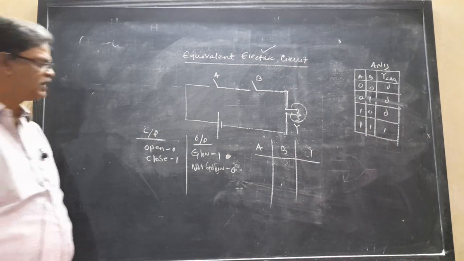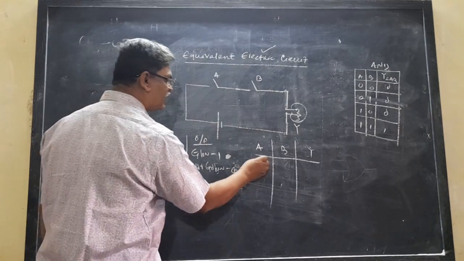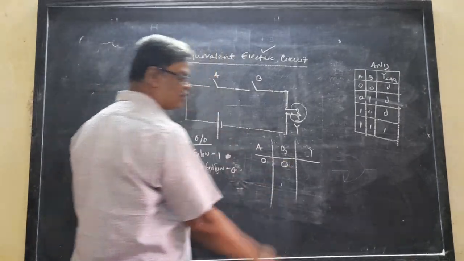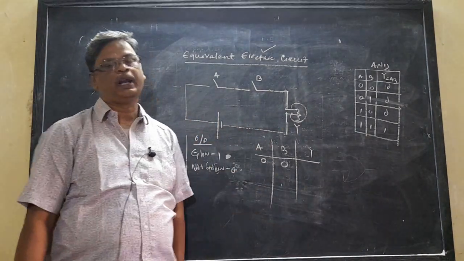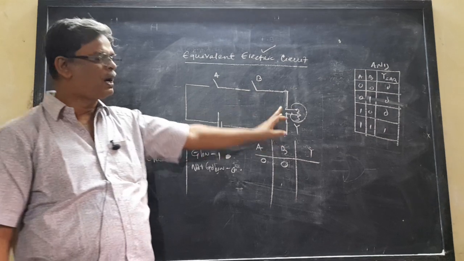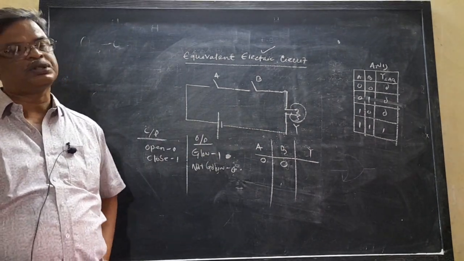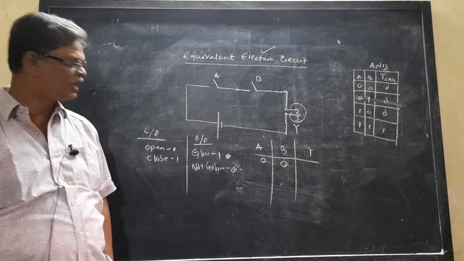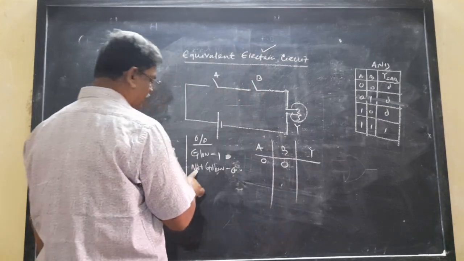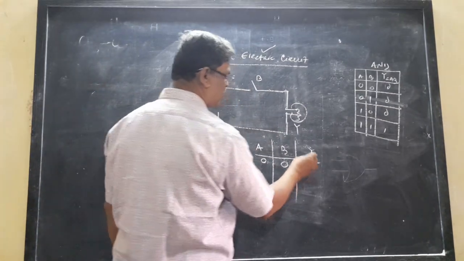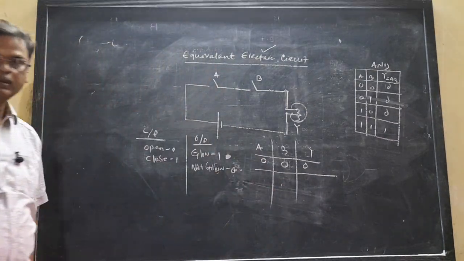First, when both the switches are open, A is open 0, B is open 0. If A is open and B is open, there is no current through the bulb. Current flows in a closed circuit, not in an open circuit. So there is no current through the bulb, so the bulb will not glow, 0. This is the first situation.